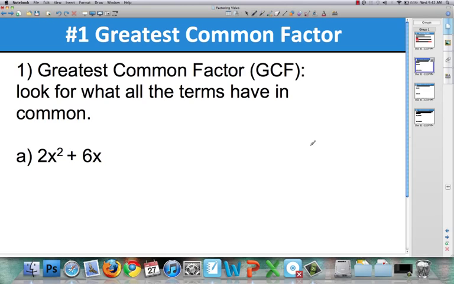All right, so the first step is always going to be your greatest common factor. You're going to be looking for what all the terms have in common. So if we look at 2x squared plus 6x, we should notice that there's a 2x common in both terms. So when you factor out a 2x, what you're really doing is dividing each term by 2x. So if we divide 2x squared by 2x, we put the 2x in front, and we end up with x plus 3. So 2x times x plus 3 is fully factored form.